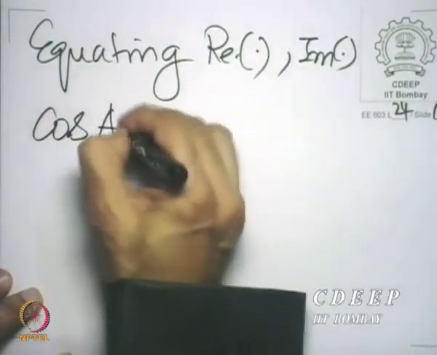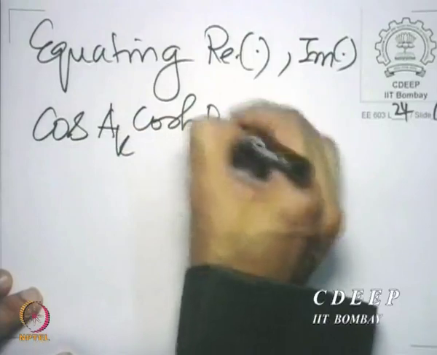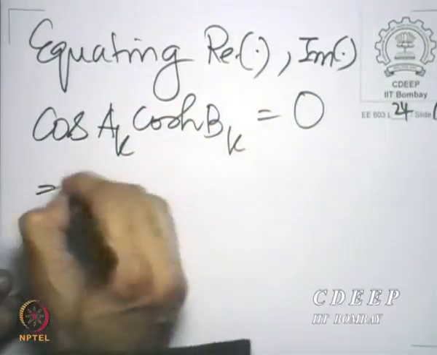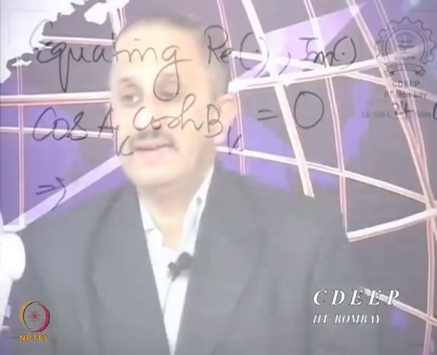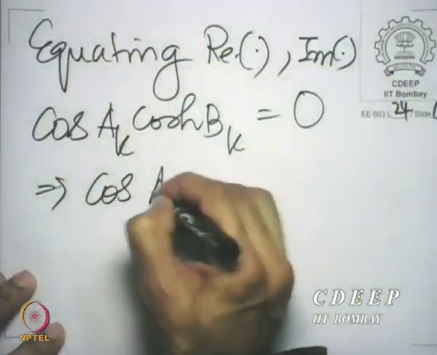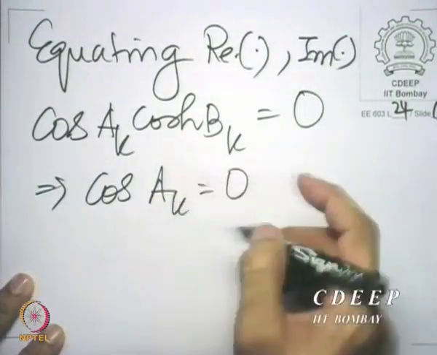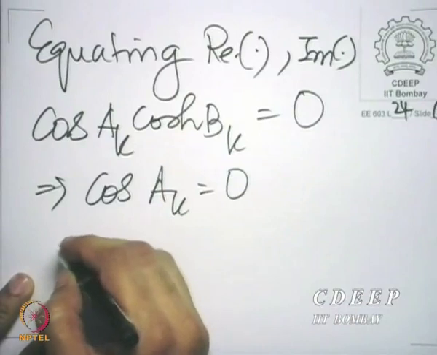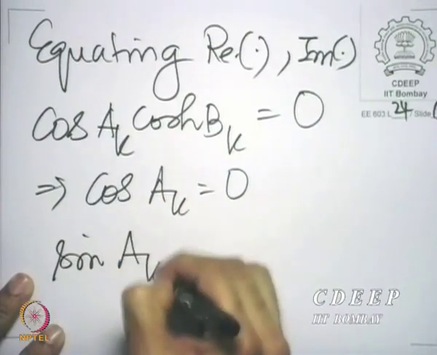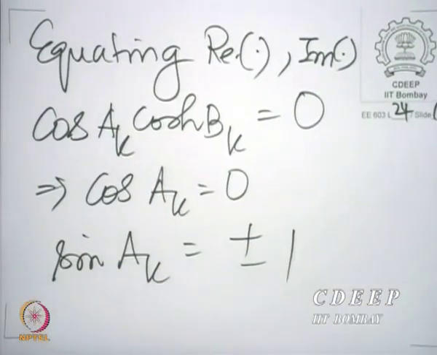cos a k cosh b k is equal to 0. Now, cosh b k cannot possibly be 0. So, the only possibility is that cos a k is 0. Cosh b k, as we have seen before, must be greater than 1. So, therefore, cos a k is 0. And a k is of course a real argument, so there is no problem. If cos a k is 0, then sin a k is plus or minus 1. That is very clear. Yes, please.